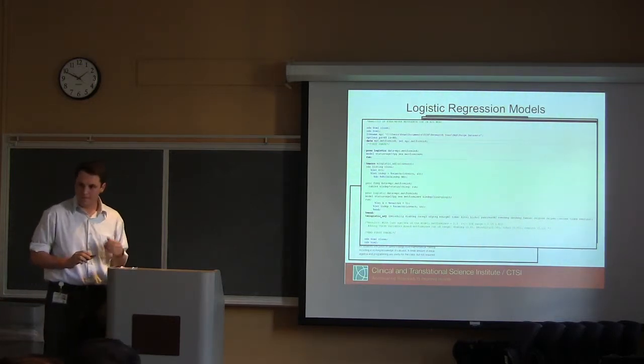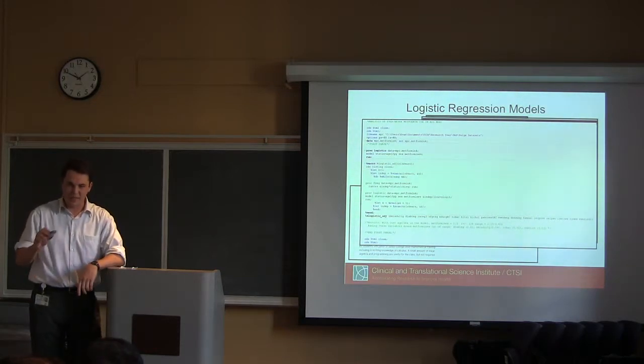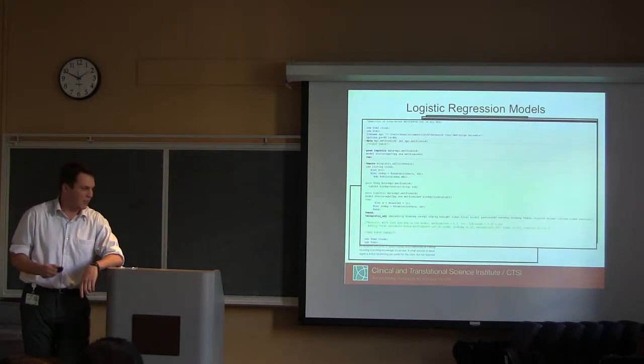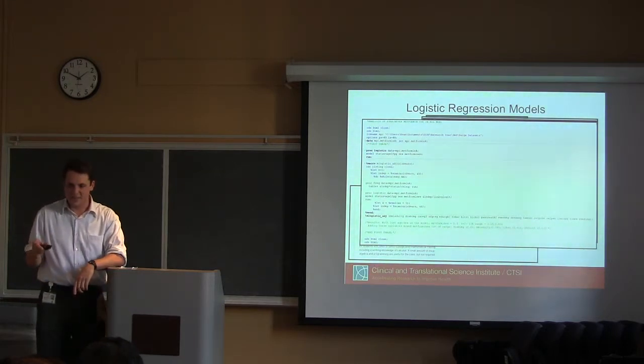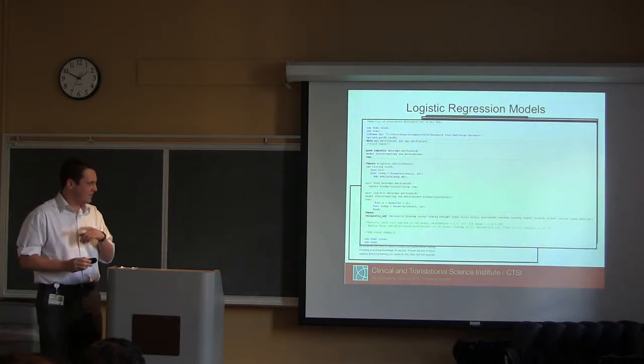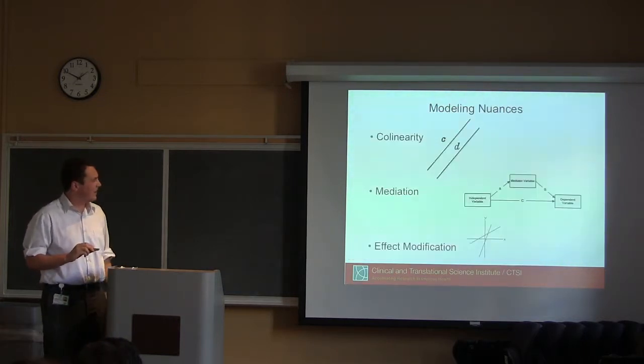Do you know about the rule of 10? Yeah, so you basically want 10 events for every variable that you put in. So that's something I'm going to get to actually, because that's the limit as to how adjusted you can make a model. So I'll come right back to that.